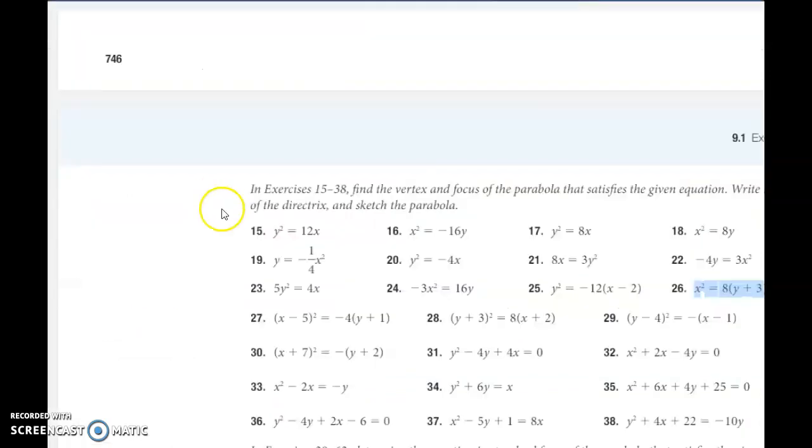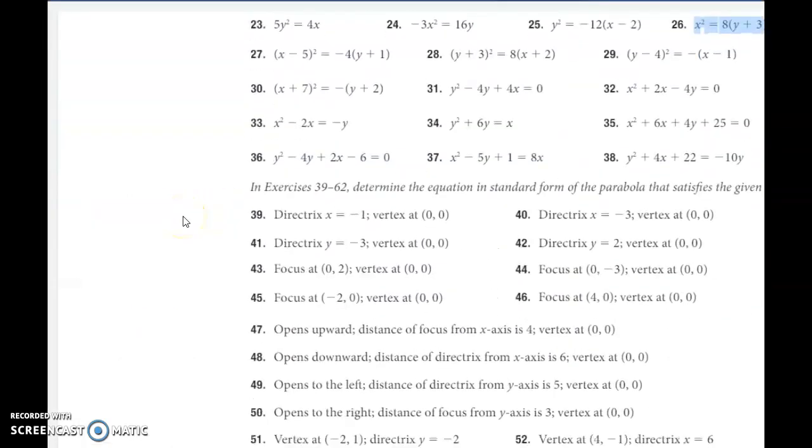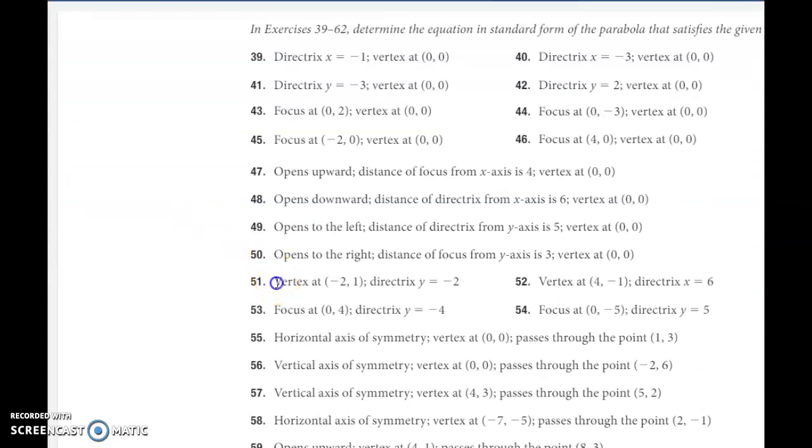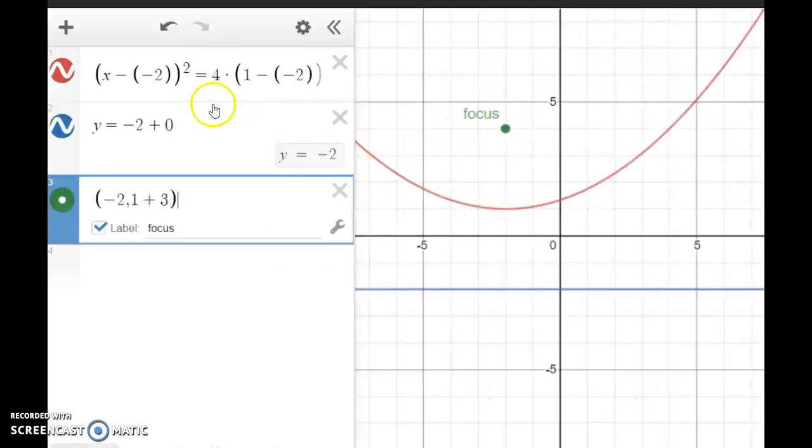All right, let's do another problem. I chose 51. So this one here, figure out what the equation is with just given this information, the vertex at -2 and 1, directrix at -2. And I know it doesn't say to graph it, but I will graph it anyway. So my vertex is -2 and 1. And again, I already prepped that one here. So here's -2.